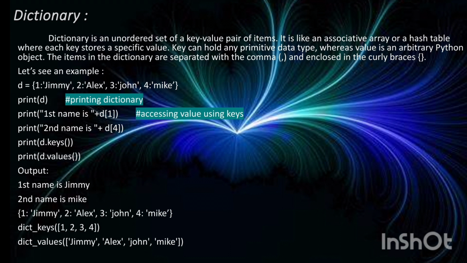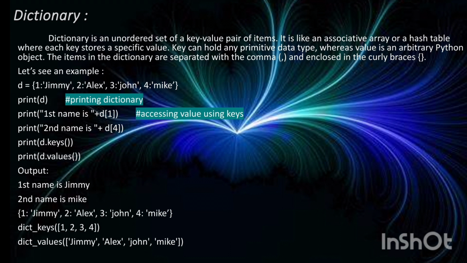Let us see an example. D equal to 1 Jimmy, 2 Alex, 3 John, 4 Mike. Now print the D. Printing dictionary using print of D. Print first name is D of 1. This is accessing value using keys. Next, to print the second name, D of 4. Now to print only keys, we are using D dot keys. To print only values, we are using D dot values.